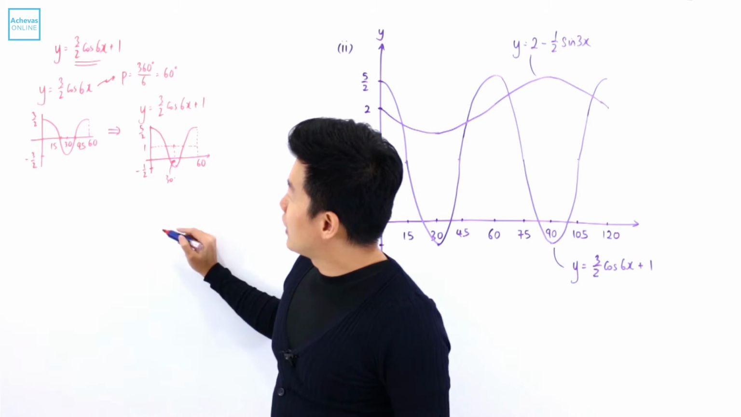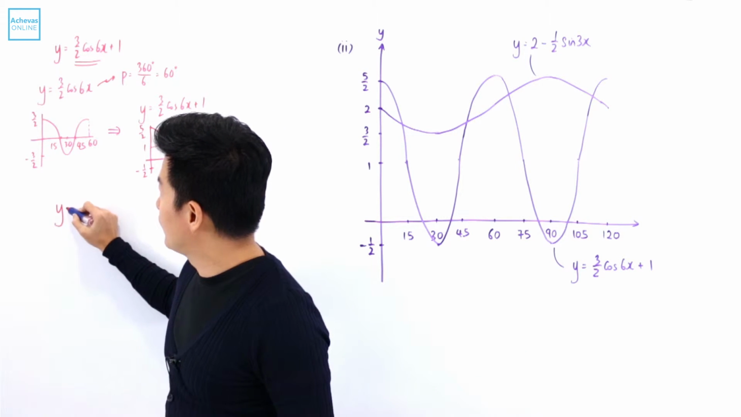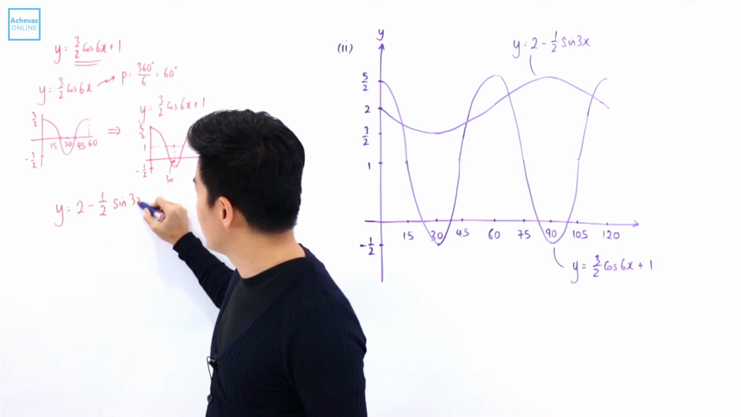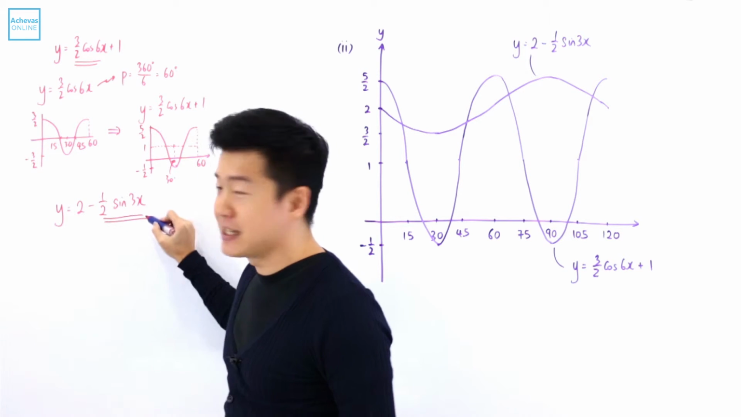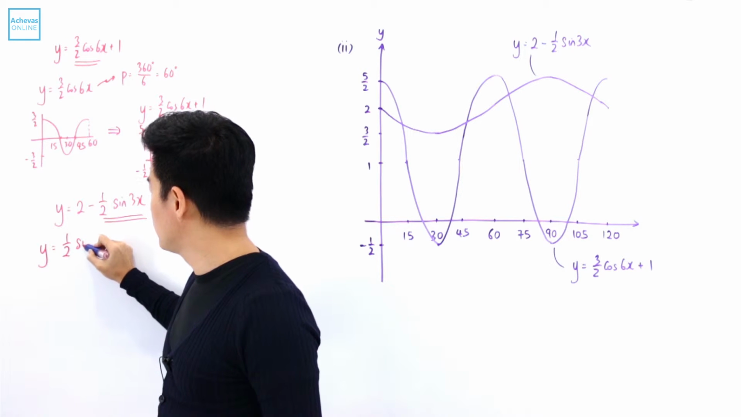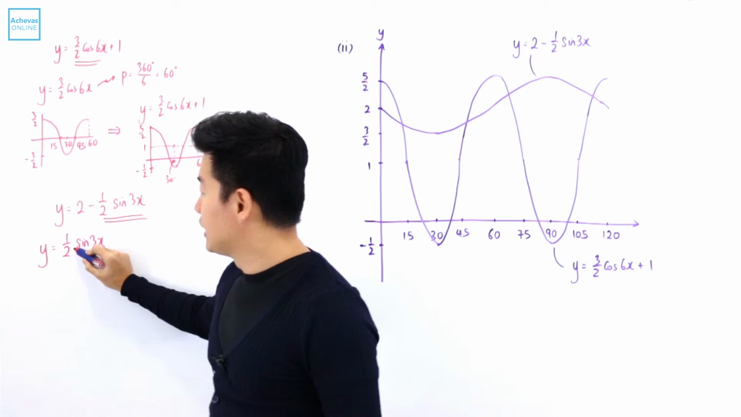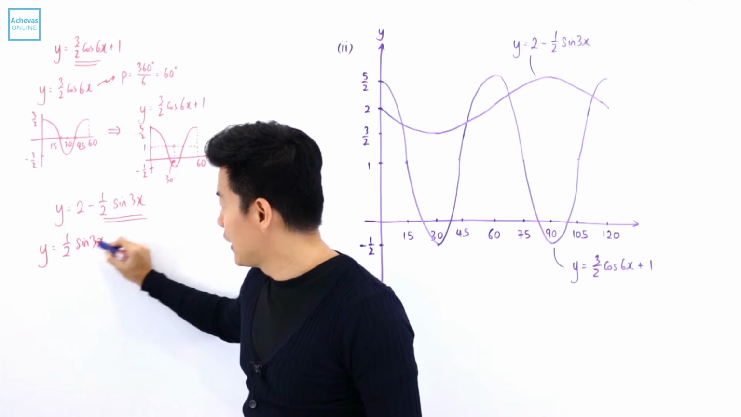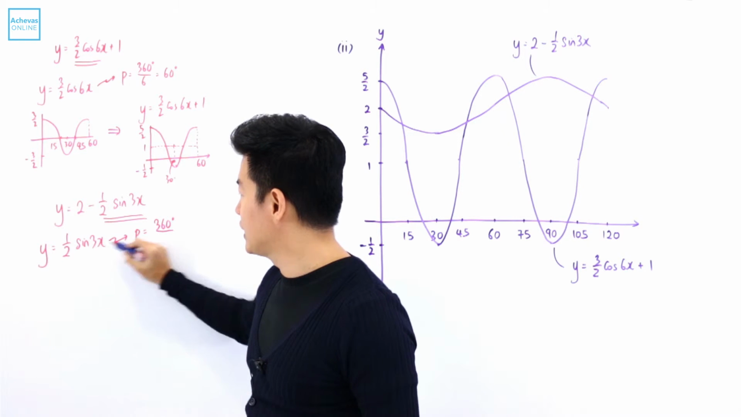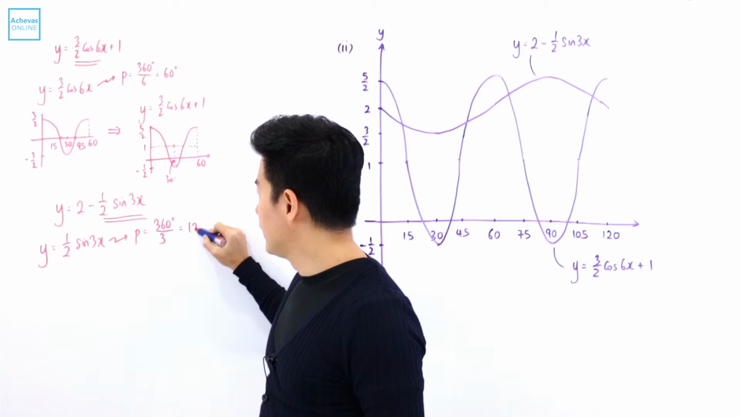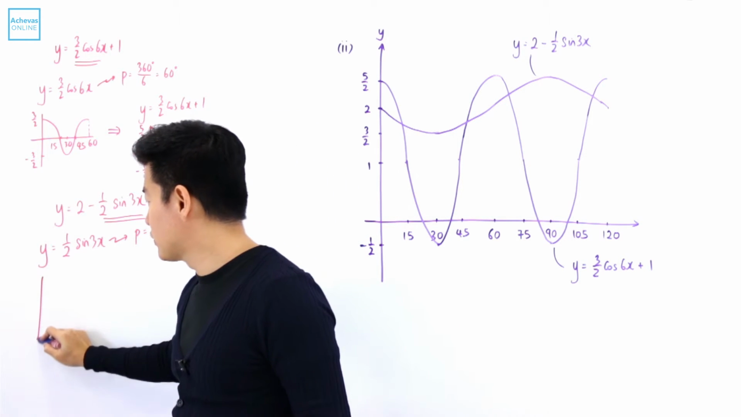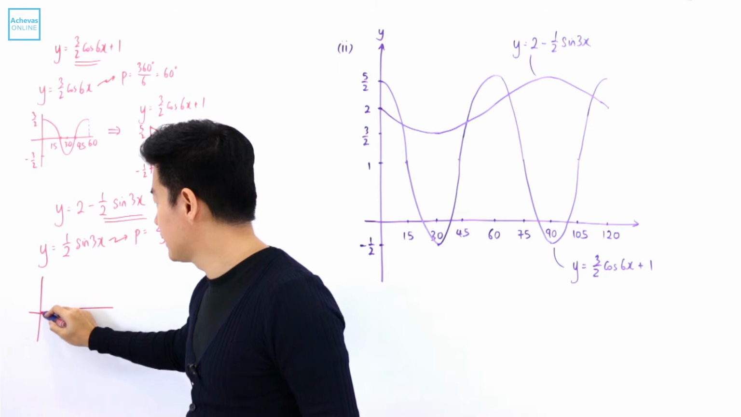As for the other graph that I'm supposed to sketch, it is going to be the graph of y is equal to 2 minus 1 over 2 of sine 3x. And if I were to focus on just this portion, that means I'm drawing the graph of y is equal to 1 over 2 sine of 3x. The amplitude is half, and the period is going to be the original period, 360 degrees, divided by the coefficient of x, 3. The period is going to be 120. And if I were to sketch just this graph, the graph is going to look something like this.